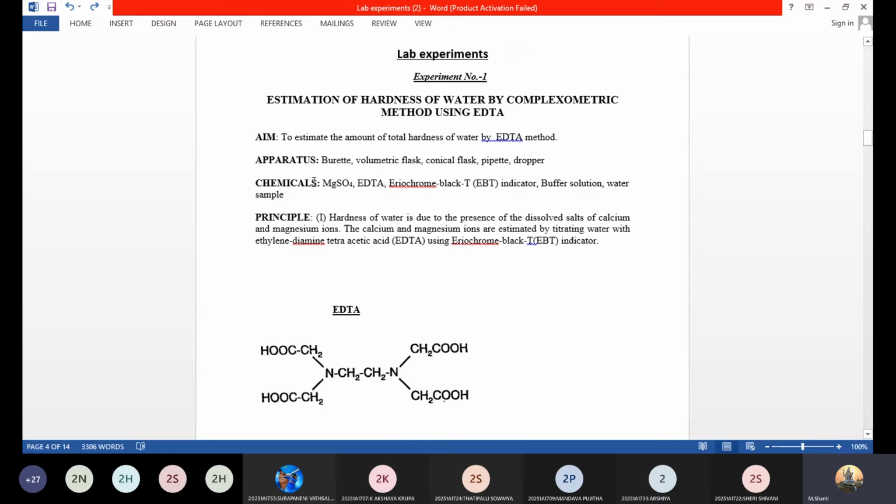Before we go into the procedure, let me make you aware of the apparatus. So the common apparatus you can remember: a burette, a volumetric flask, a conical flask, a pipette, a dropper. These will be the common apparatus for any kind of titration. Then coming to the chemicals: magnesium sulfate, EDTA, Eriochrome Black T, that is your indicator, then buffer solution and water sample. Okay.